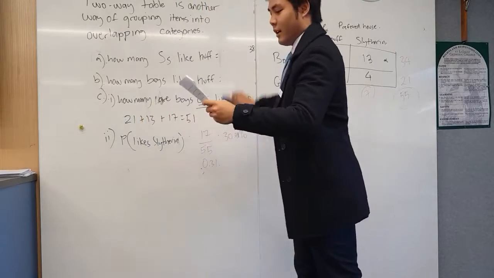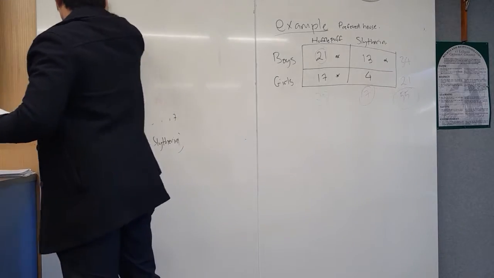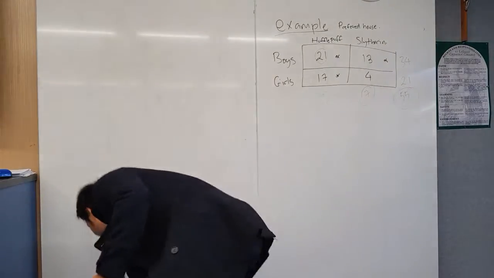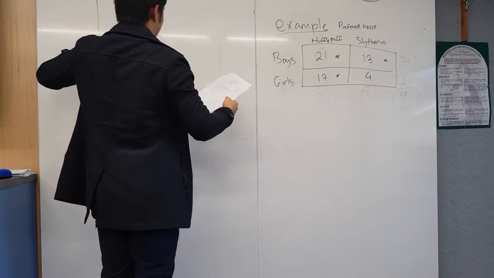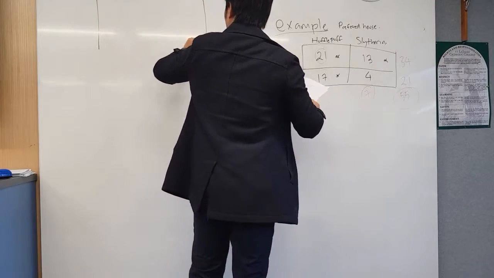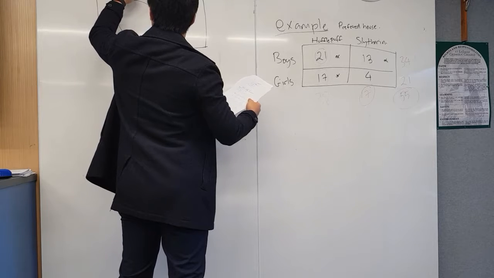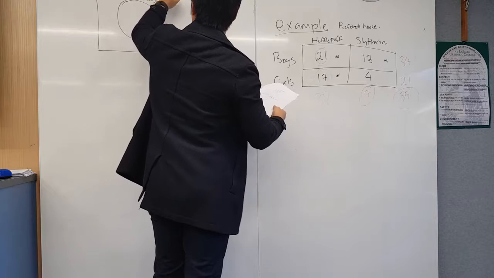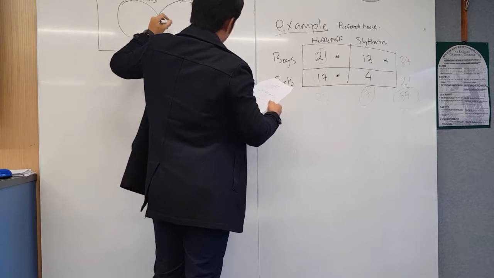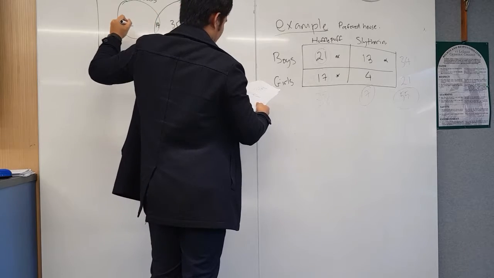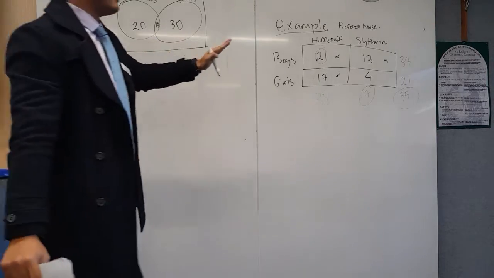Can I write this out, guys? Alright. So another question you might get is you'll be given a Venn diagram, and you have to put that information into a two-way table. So this two-way table is not going to look the same as that two-way table.